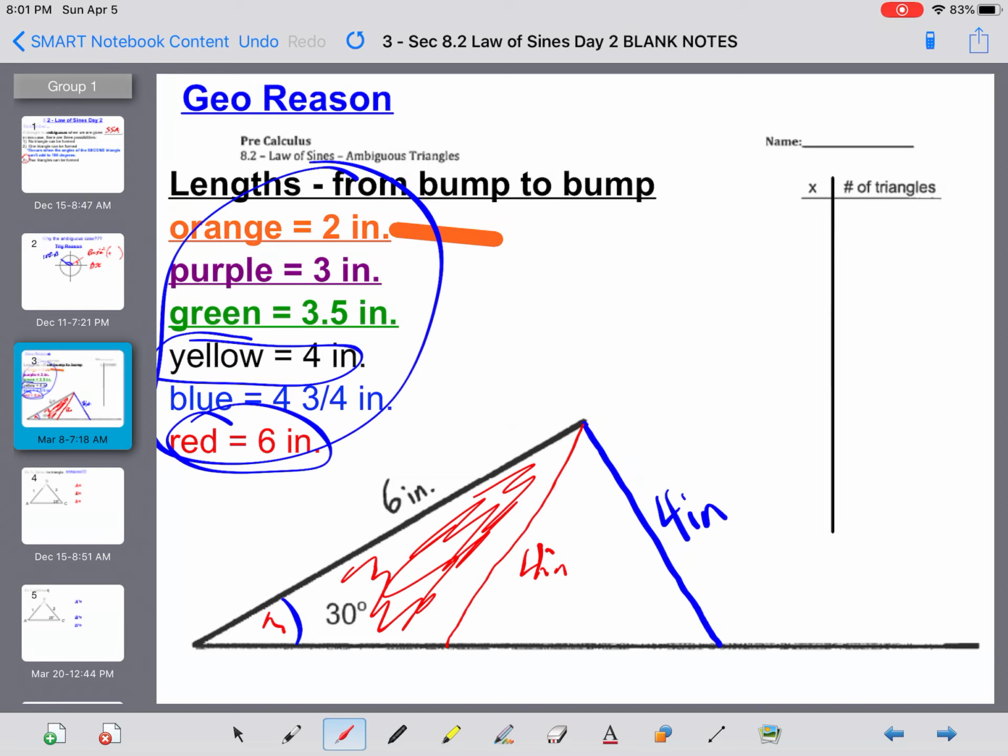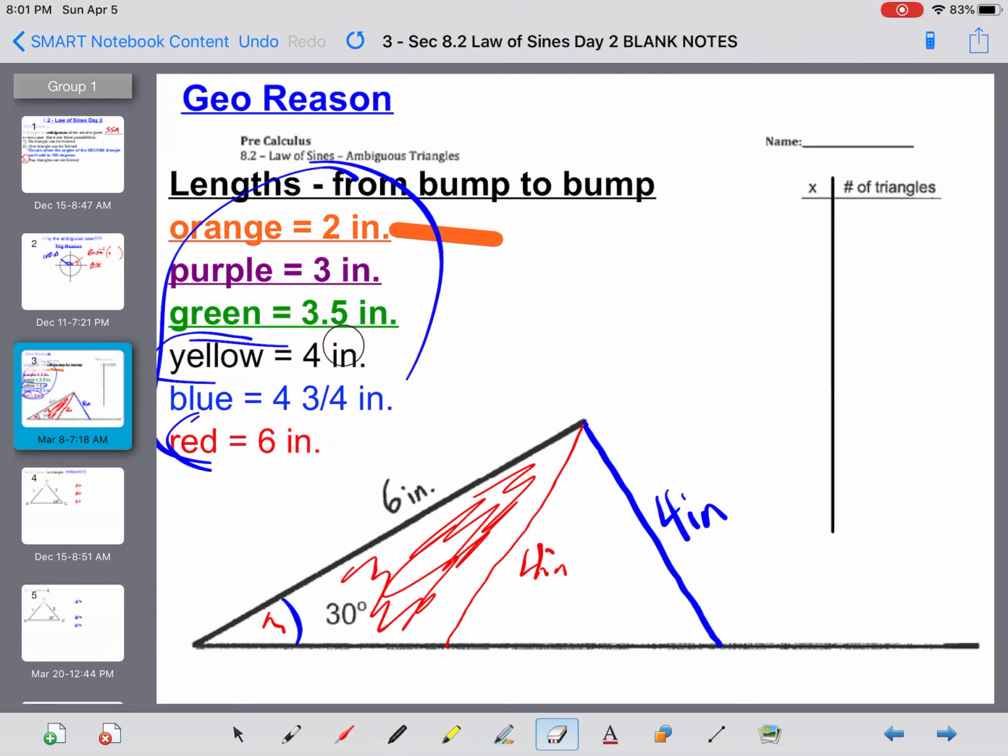So you can see, given one angle, 30 degrees, and the 6-inch side and the 4-inch side, I was able to make two triangles. The big one that's in blue, and then the obtuse one that's in red. Okay? So there's a visual of 0 triangles happening and of 2 triangles happening. 1 triangle happening is just when only one situation works out.